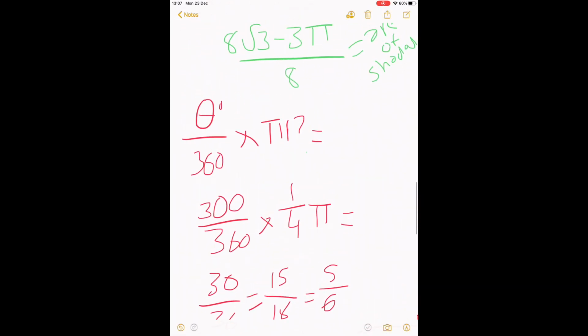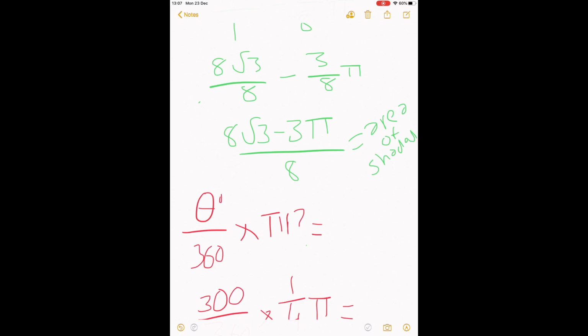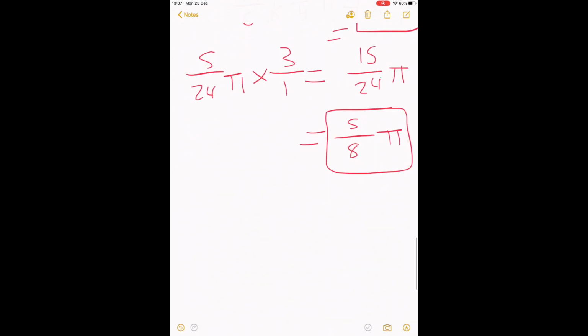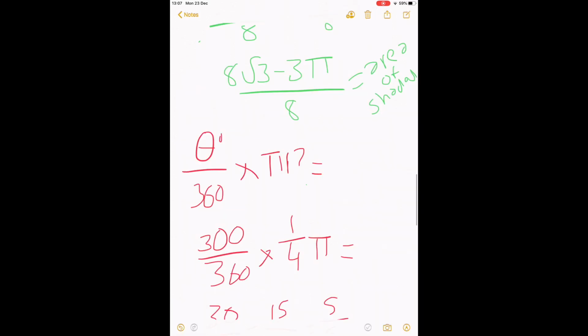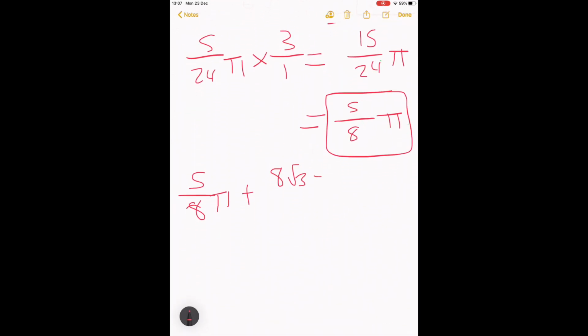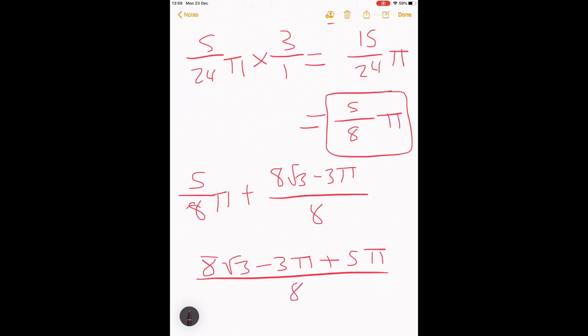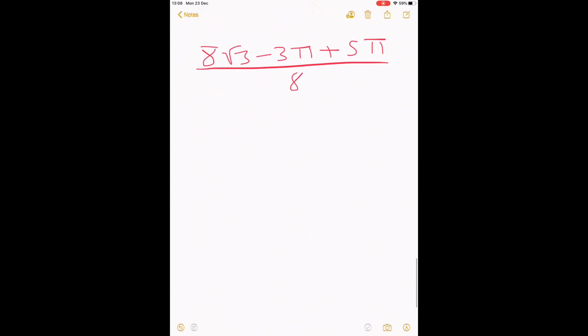Now we can add the area of the shaded regions we found inside the equilateral triangle. So you just do 5 over 8 pi, add our 8 root 3 minus 3 pi over 8. You can put both under the same denominator, so you just have 8 root 3 minus 3 pi plus 5 pi over 8. Simplifying that further, we get 8 root 3 plus 2 pi over 8.